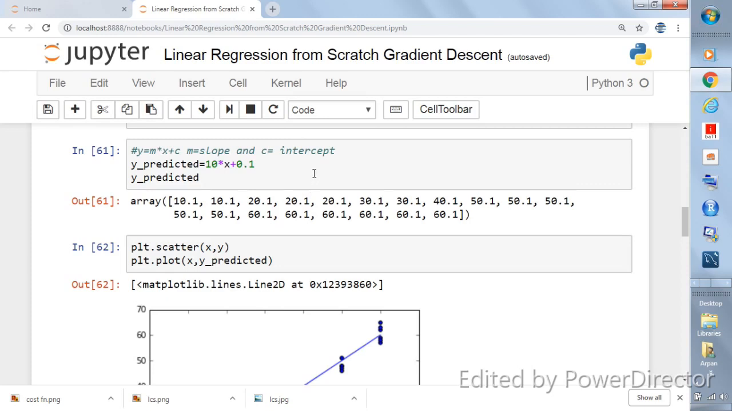This is not possible for the real scenario when we have a very big data, or we cannot do that. So we should come up with some kind of algorithm which automatically finds out these values for you, parameters like slope and intercept.